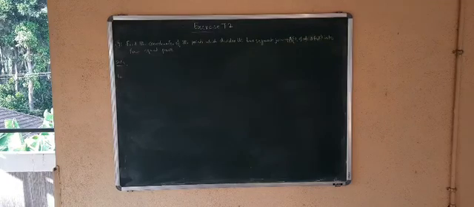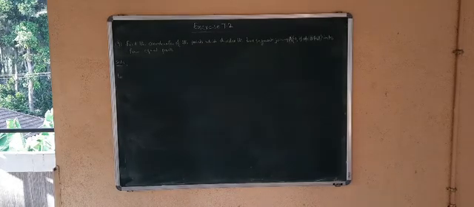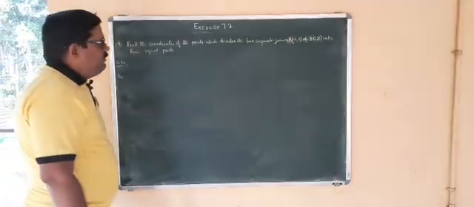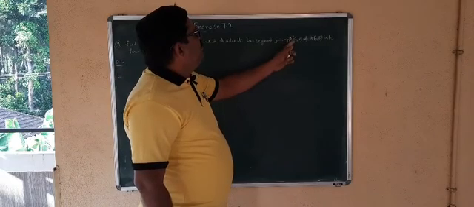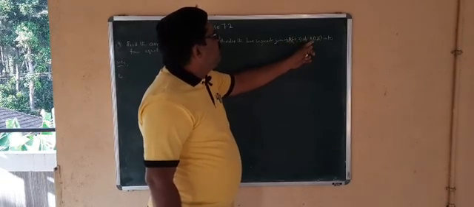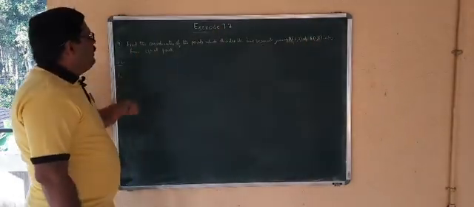Dear students, let us solve question number 9 of exercise 7.2. Find the coordinates of the points which divide the line segment joining point A with coordinates (-2, 2) and B with coordinates (2, 8) into 4 equal parts.